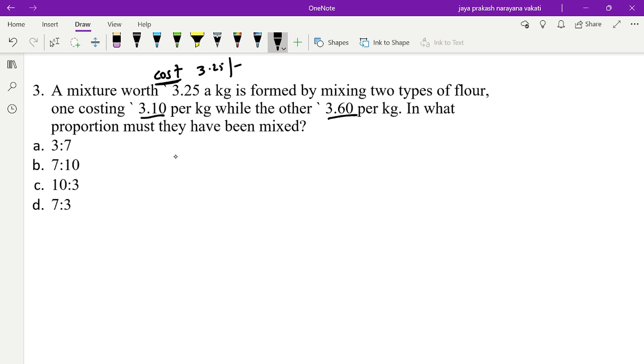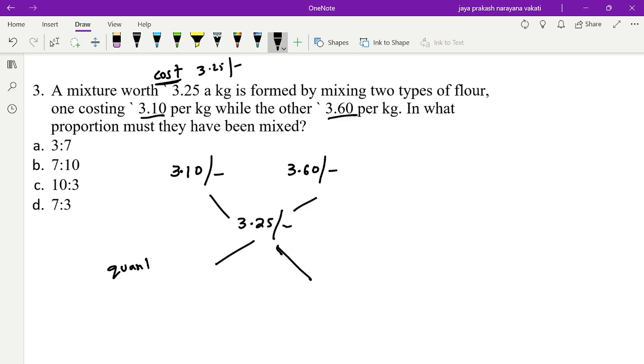So simple, guys. The first variety is 3.10 rupees mixed with 3.60 rupees, and this resultant is selling at 3.25 per kg. So if it is to happen, in what ratio do I need to mix? Again, I'm using my butterfly method. So what ratio am I going to get? Quantity ratio. I've taken cost price into account, and I will be getting the quantities ratio only. So again, difference 3.25.